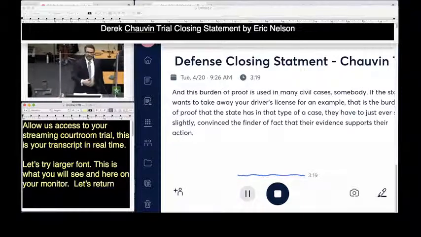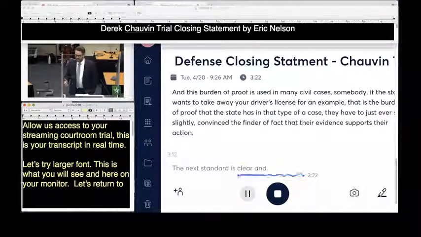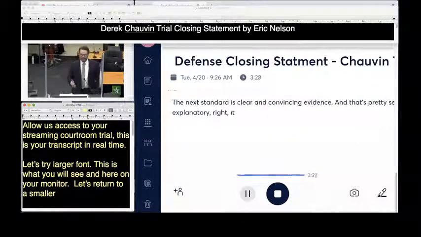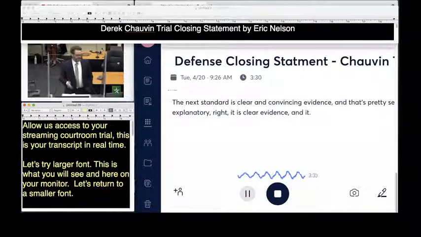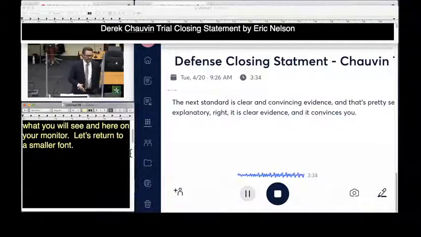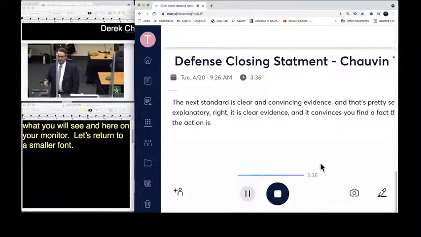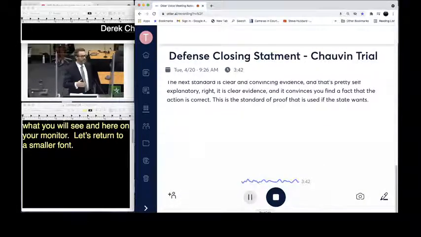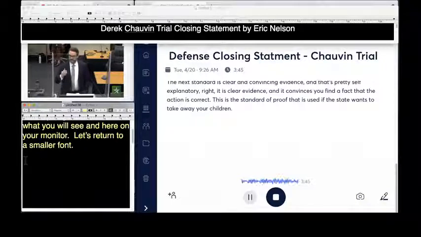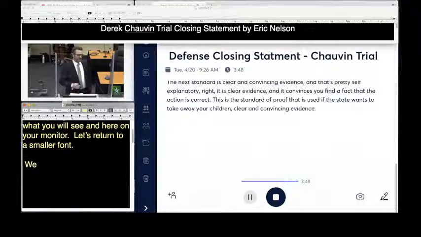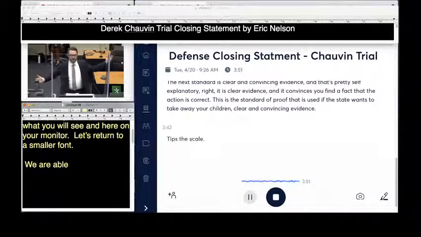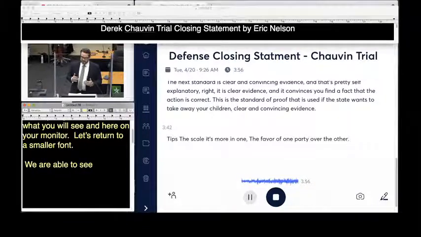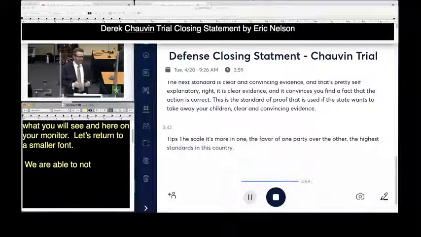The next standard is clear and convincing evidence. I mean, that's pretty self-explanatory, right? It is clear evidence, and it convinces you, the finder of fact, that the action is correct. This is the standard of proof that is used if the state wants to take away your children. Clear and convincing evidence tips the scales more in the favor of one party over the other. The highest standard in this country is proof beyond a reasonable doubt.